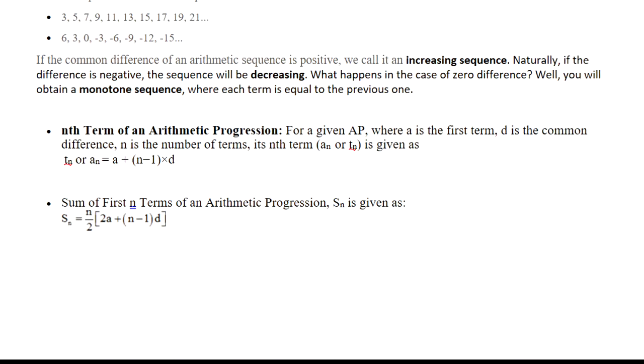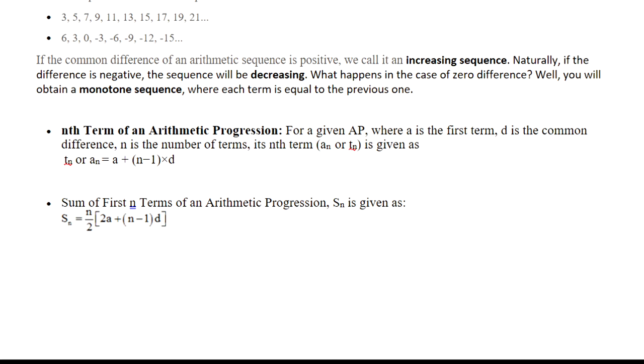Now, how do I find the nth term of an arithmetic progression? For any given arithmetic progression, if I consider A as the first term, D as the common difference, and N as the number of terms, then the nth term, usually denoted as AN or TN, is given as TN is equal to A plus (N minus 1) into D. I repeat, A is the first term, D is the common difference and N is the term which we need to find out, that is the nth term.